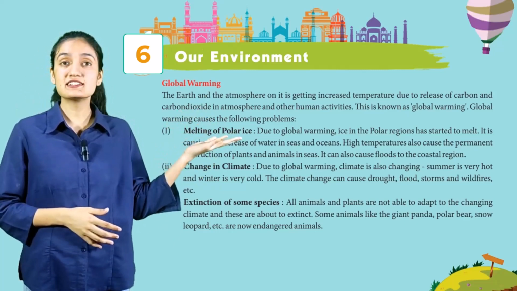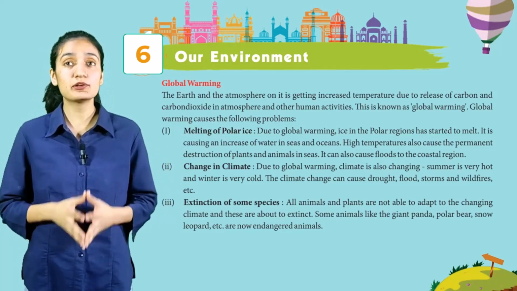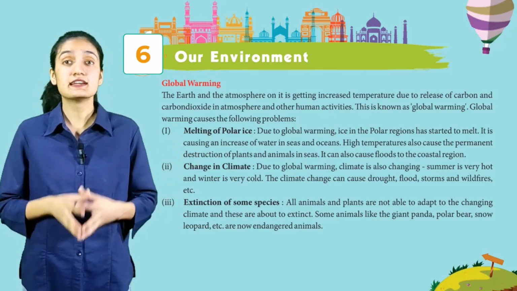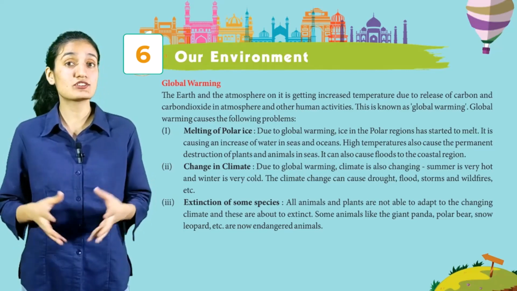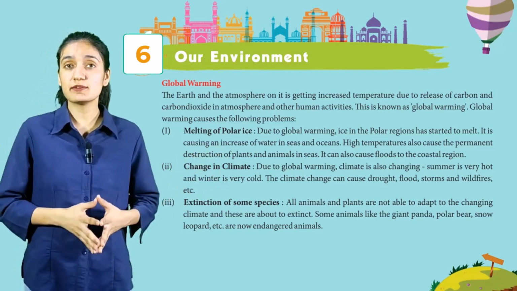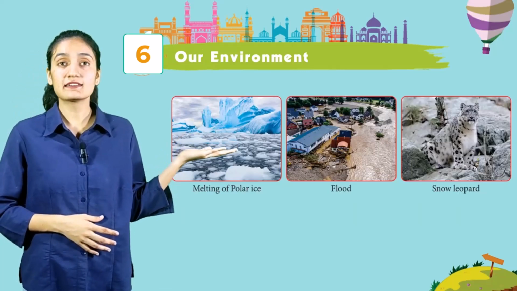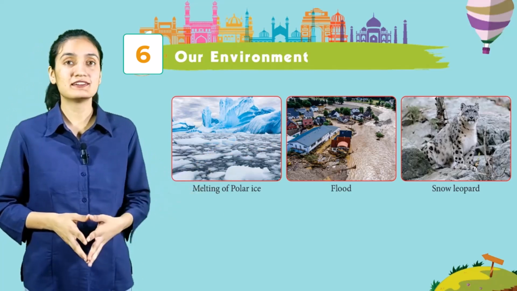Next is extinction of some species. All animals and plants are not able to adapt to the changing climate, and these are about to extinct. Some animals like giant panda, polar bear, snow leopard, etc. are now endangered animals. You can see the pictures of melting of polar ice, flood and snow leopard.